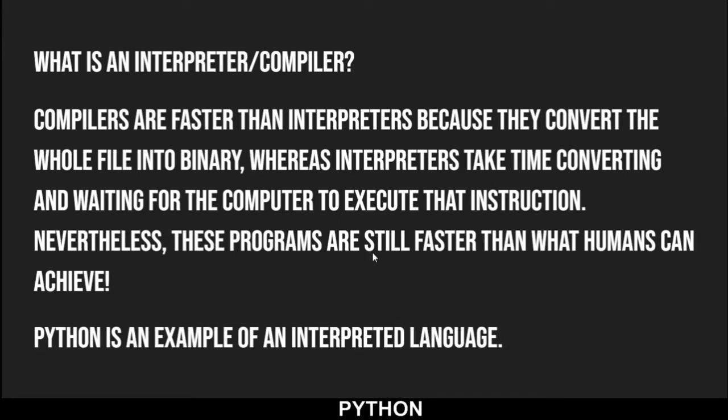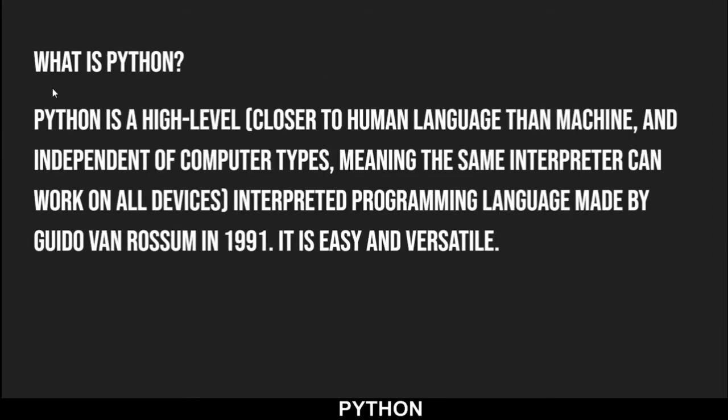Nevertheless, these programs are still faster than what humans can achieve. So let's say we made a program where a computer had to count from 1 to 10. A Python program could do that in say 0.04, 0.06 seconds. Maybe on different computers it could be faster, but a human couldn't do that in less than 1 second. So Python is an example of an interpreted language, which means it is slow, but it is very important to learn. So what is Python?